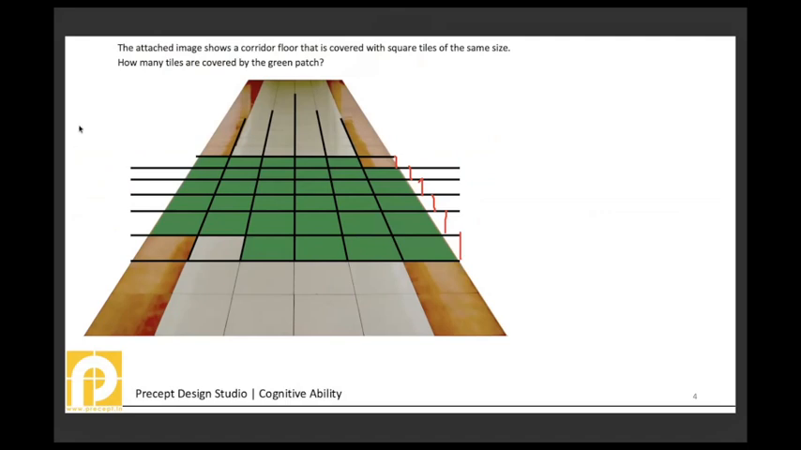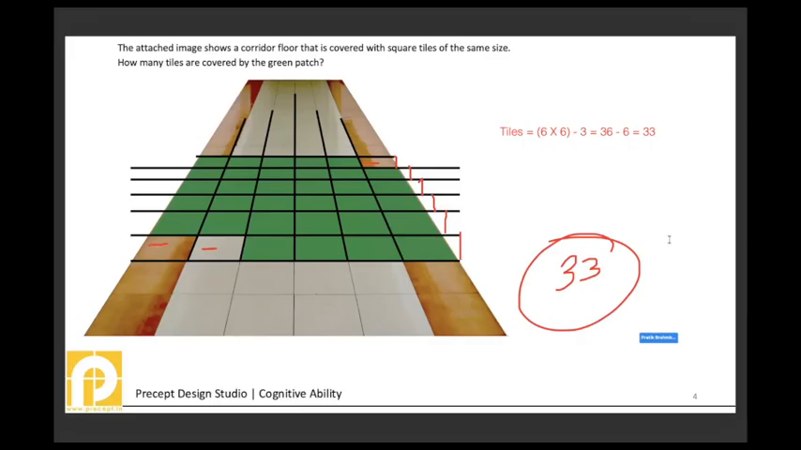So the tiles missing will be the total grid that we have marked here. I will take that completely, which is a 6 by 6 grid, and I have to subtract how many tiles? We have to subtract 1, 2, and 3 tiles from this. So 6 by 6 minus 3 tiles, which is 36 minus 3. So the total tiles hidden by the green patch will be 33 tiles. Okay, 33 is the right answer here. We'll move to the next one.